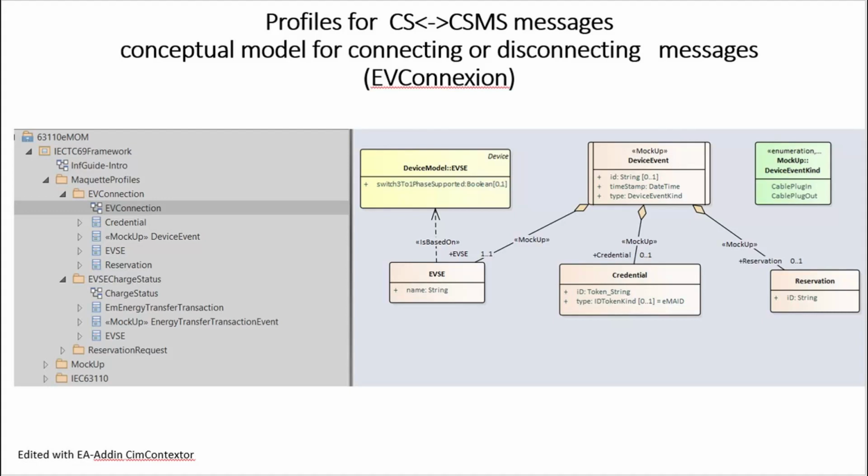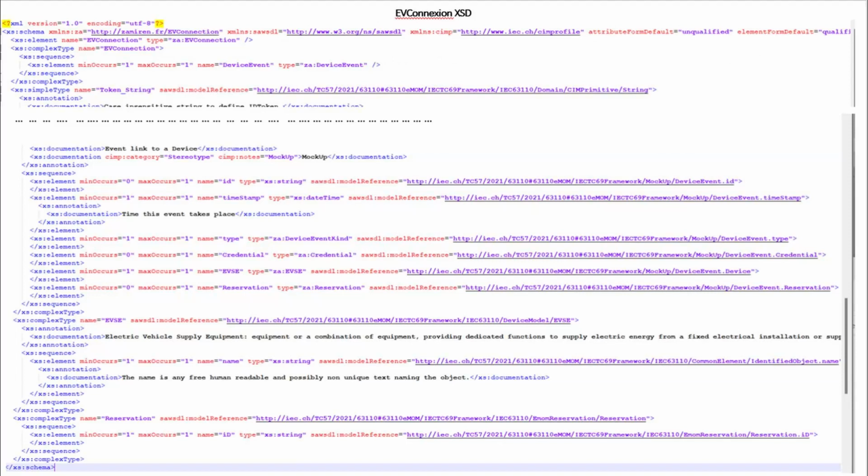The diagram shows the conceptual domain for EV connection. All profile elements are based on an element of the information model. As here, for example, the EVSE class of the profile is based on the EVSE class of the information model. An extract of the XSD message exported from the EV connection conceptual model is presented.